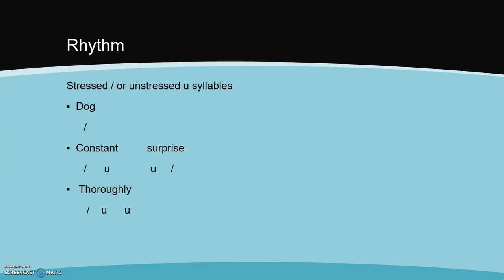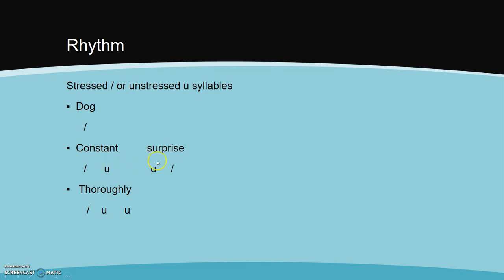When we have determined how many syllables there are in a line of poetry, we are looking at the stressed and unstressed syllables. The stressed syllables I will mark with a slash, and the unstressed syllables I will mark with a small u. The word dog only consists of one stressed syllable, dog. The word constant has two syllables, one stressed and one unstressed.